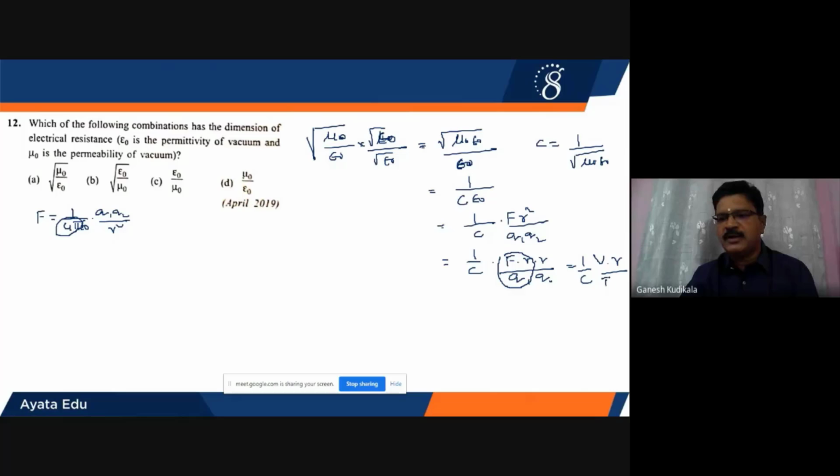Charge is replaced by current into time. Displacement by time is velocity. Velocity will get cancelled. Therefore, this will be equal to V by I. Potential difference divided by the current is equal to resistance. Therefore, root of mu naught by epsilon naught is dimensionally equal to resistance. That is your first option. Okay.